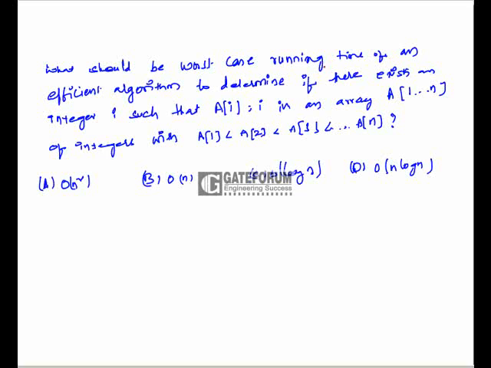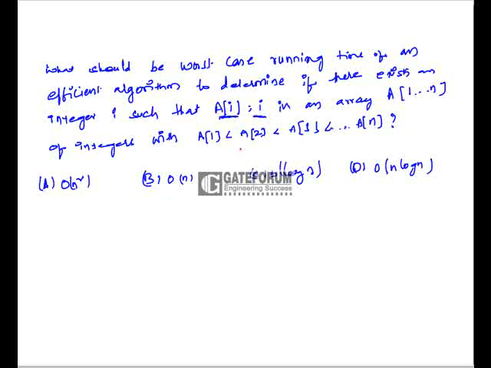What should be the worst case running time of an efficient algorithm to determine if there exists an integer I such that a of I is equal to I, in an array a1 to n of integers with a of 1 less than a of 2 less than a of 3, and so on, less than a of n. That means here the array is in increasing order, and we have to search for an integer I such that a of I is equal to I.